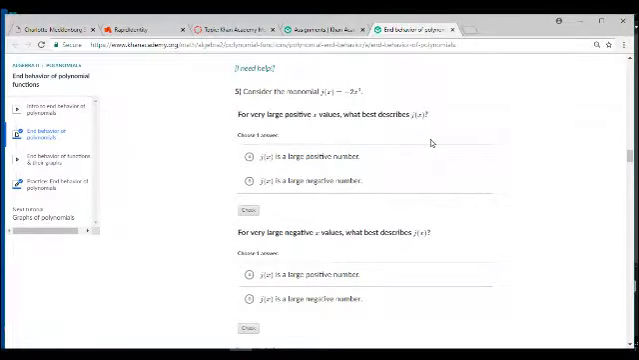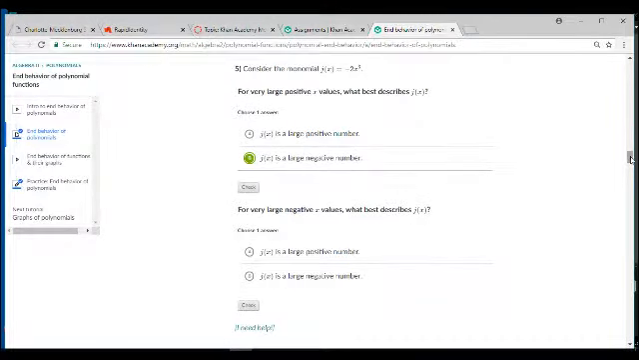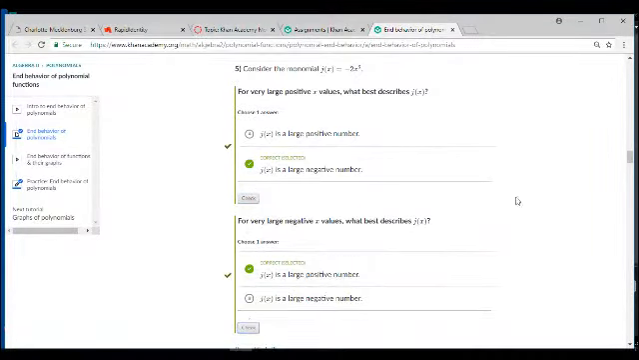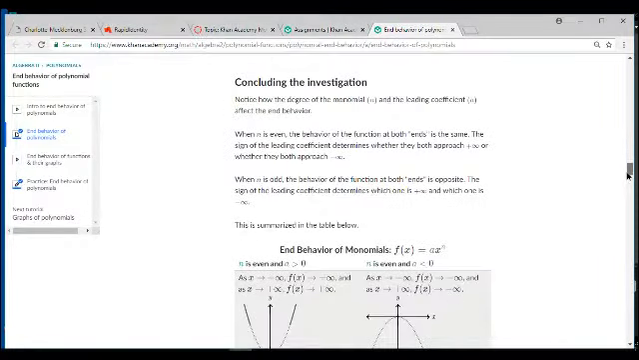Consider the monomial negative 2x cubed. For very large positive x values, what describes j of x? Is j of x a large positive number, or is j of x a large negative number? Well, a million cubed is a very large positive number, but times negative 2 becomes a very large negative number. And negative a million cubed becomes a very large negative number, times negative 2 becomes a very large positive number. Let's check. Boom, boom, right.